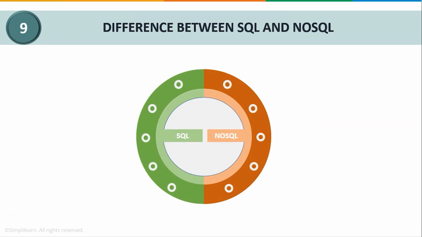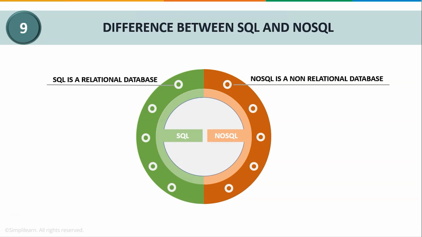Let us now understand some differences between SQL and NoSQL. Firstly, SQL is a relational database and NoSQL is a non-relational database. That means SQL databases are in the form of tables that contain rows and columns, and they have a fixed logical schema design. All the data in SQL is arranged in tabular format and it is well suited for complex queries. On the other hand, NoSQL is a non-relational database.